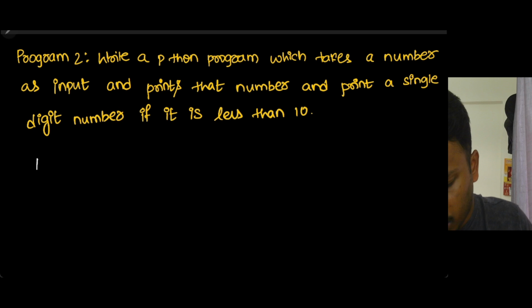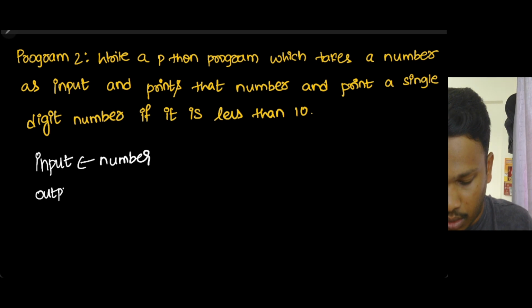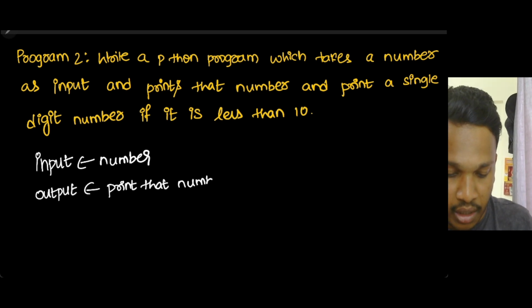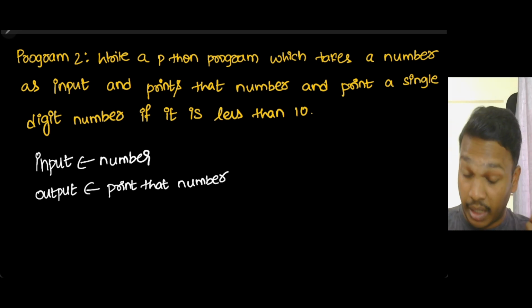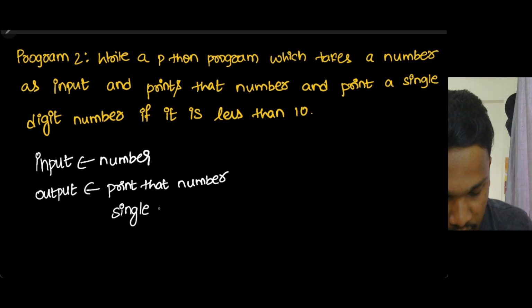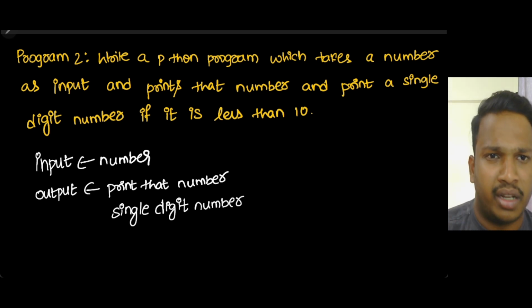So what is the input? Input is nothing but a number. What is the output? You should print that number. We should print the number as an output, and in case it is less than 10, we should print the single digit number also as the extra statement. This is the extra statement. This is the scenario which they told.